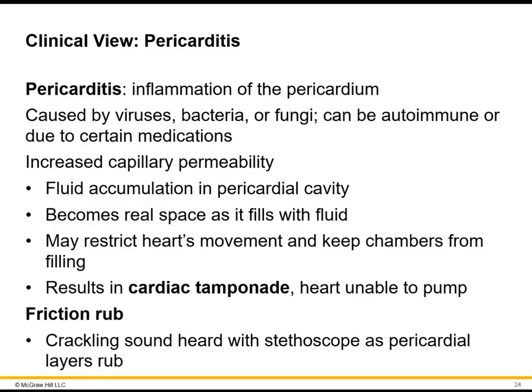A friction rub is a crackling sound you hear with a stethoscope as the heart beats and the pericardial layers rub together. So a friction rub is a sign or an indicator of pericarditis.